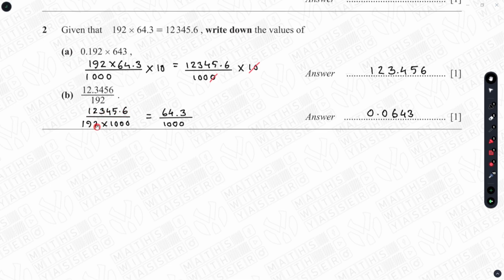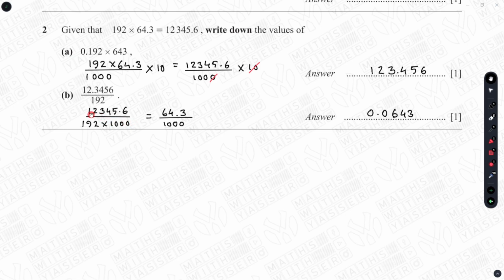Now, to convert the numerator into the value which was given in the question, which is 12.3456, I need to move this decimal 3 digits to the left. That means I need to divide it by 1000. So that is how we manipulate the fraction so that it is equivalent to the question.